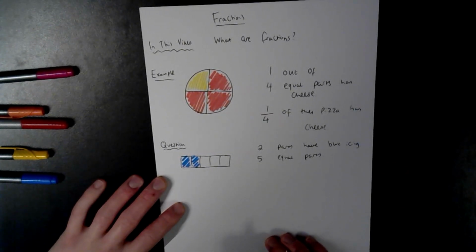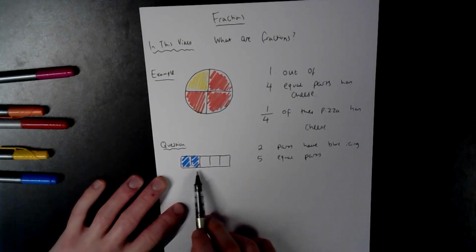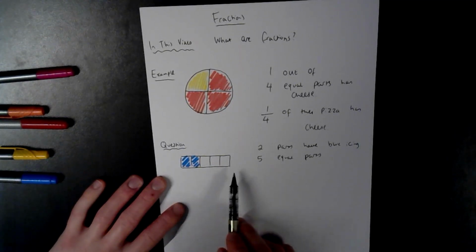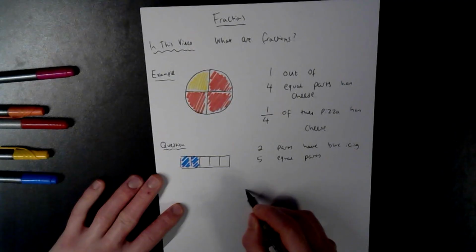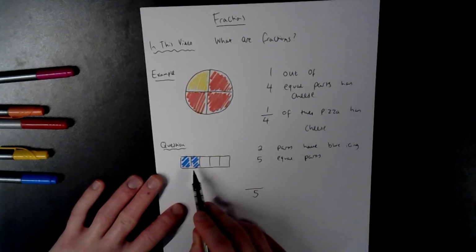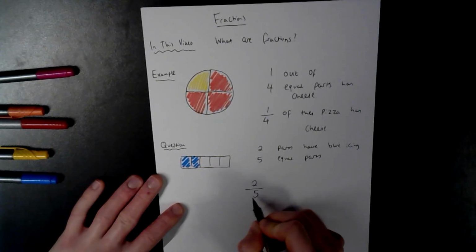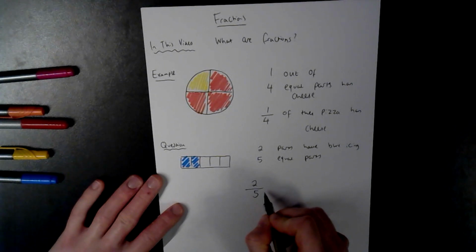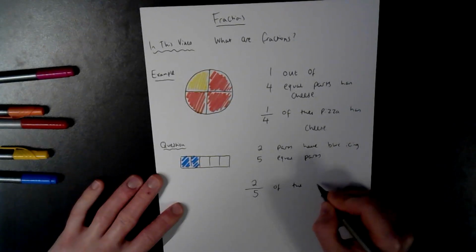And so remembering that this whole, the cake, is made up of 5 pieces, the whole cake has 5 equal parts. Then as a fraction, we would write this as 5 on the bottom, because there's 5 equal parts. And then there's 2 of these smaller parts which we're focusing on. So 2 out of 5, or 2 above 5, 2 over 5 of the cake has blue icing.